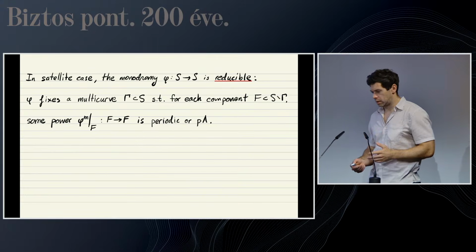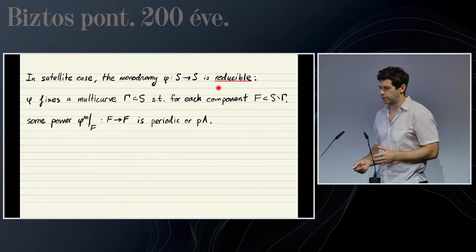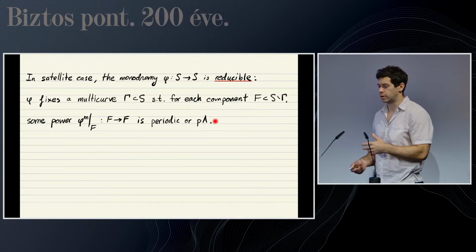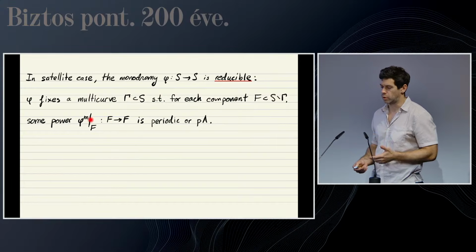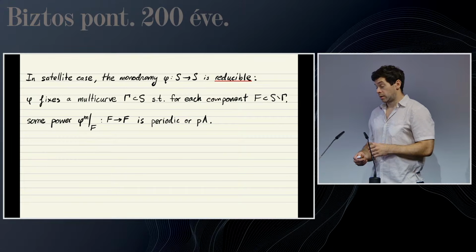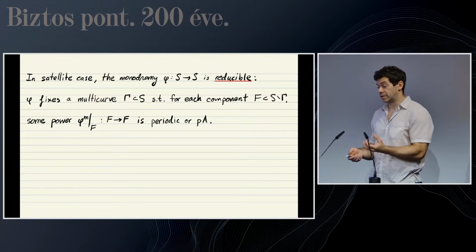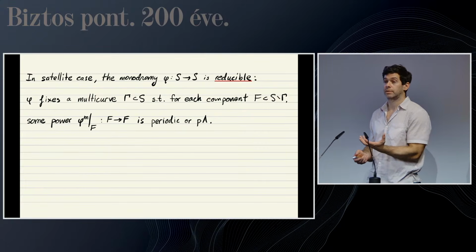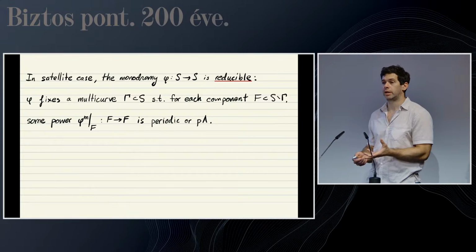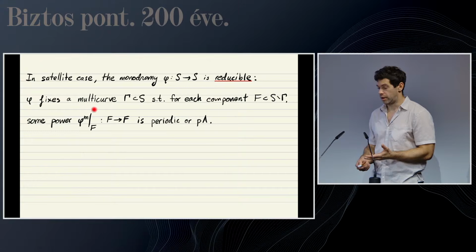So first of all, let me just call one of these components periodic or pseudo-Anosov according to whether this map is periodic or pseudo-Anosov. So, F is some subsurface of S, and the genus of S is bounded. So the topology of F is constrained. And so if F is a periodic component, there are only finitely many possibilities for what this map could be.